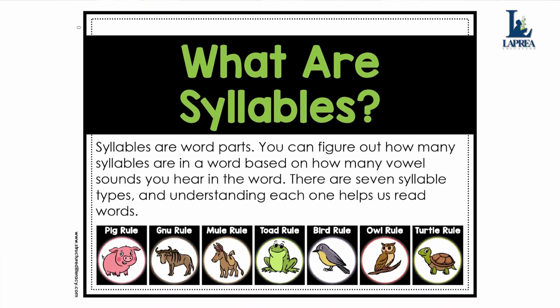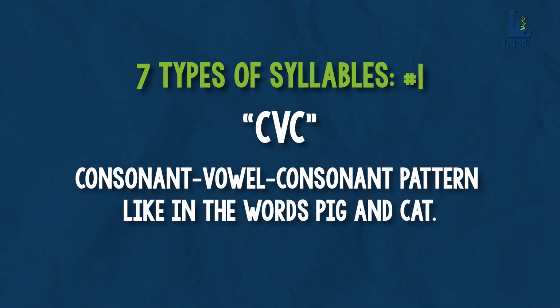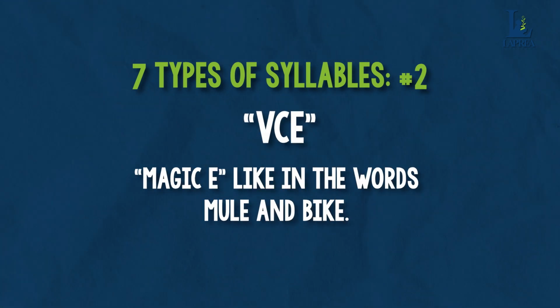There are 7 types of syllables. Now, some people will tell you 6, some people will tell you 7. We're going to go with 7. And again, we'll get into this a little bit later. The first syllable type is the CVC syllable type. Consonant, vowel, consonant pattern, like in the words pig and cat. The VCE syllable type, also known as magic E, like in the words mule and bike.